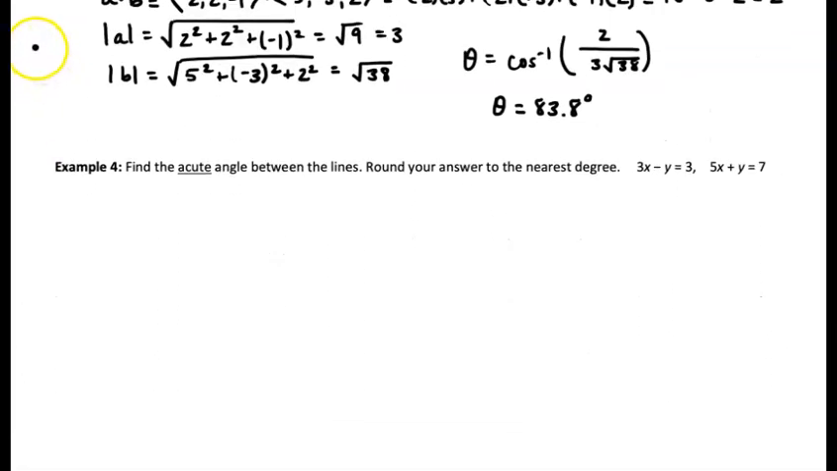All right, one more example. Find the acute angle between the lines. Now this might seem a little bit strange because in this case we're just given 2 linear equations. We're not given vectors. But we know that these methods work for vectors, so we're going to convert these equations to vectors. So let's take 3x minus y equals 3.